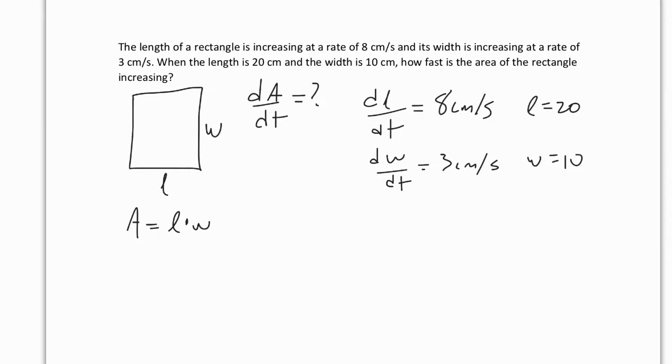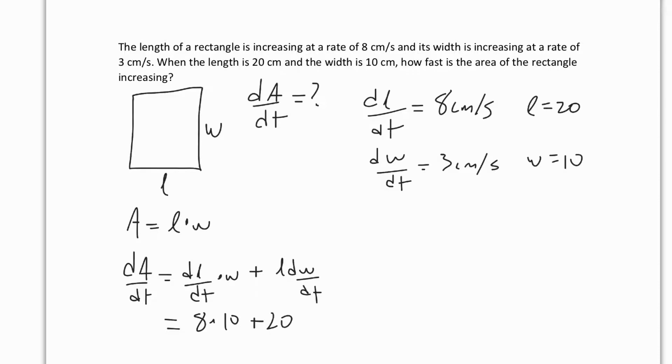We're going to go ahead and take the derivative, and we'll realize that we do need the product rule. So the derivative here is going to be dL/dt times W plus L dW/dt, which initially seems bad because we have extra derivatives, but it's not too bad because we're given information on both of these derivatives. We know dL/dt is 8, W is 10, L is 20, and dW/dt is 3. So combining all of those numbers, we have 80 plus 60, which is equal to 140.